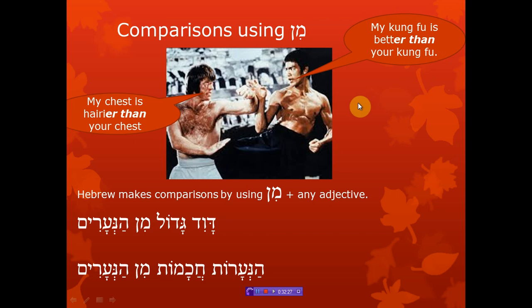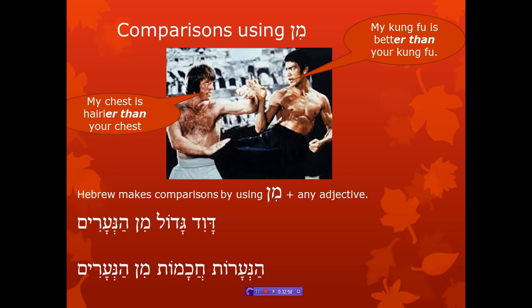Now how does Hebrew do this? Well, one way that Hebrew does this is Hebrew makes comparisons by using min. This is the preposition that we normally know as being "from," right? We've looked at this, they went from Egypt to Israel or something like that, and you might use the word min. But the way that Hebrew makes comparisons is they use this word min and then they add an adjective. So let's look at an example.